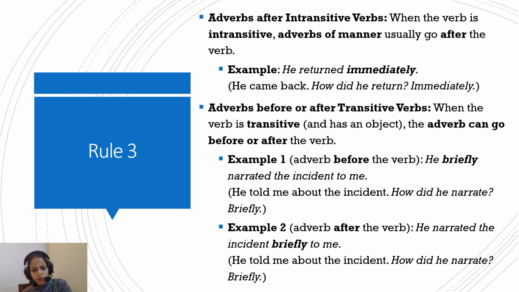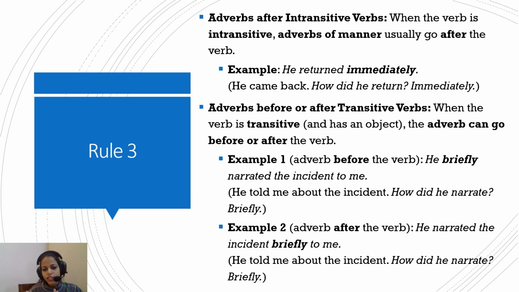Now the second part of the rule, the adverbs before or after a transitive verb. When there is a transitive verb, the adverb can be before also, it can be after also. So, for example, he briefly narrated the incident to me. Now, narration is something that requires an object. So the word narrated is a transitive verb. Here the word briefly can be placed before, or if there were any other adverb, it can be placed after also. So in this statement, the word briefly is the adverb that is placed before the transitive verb.